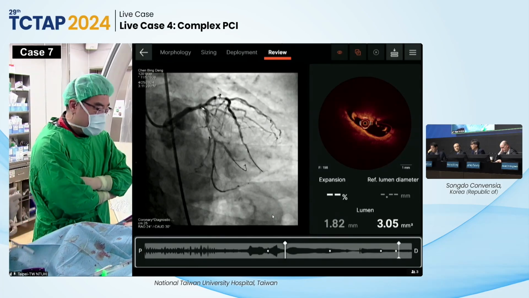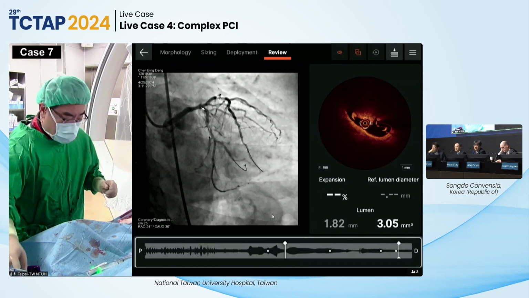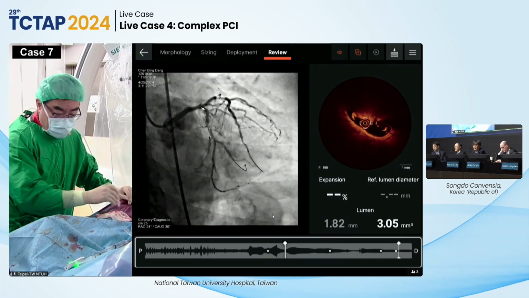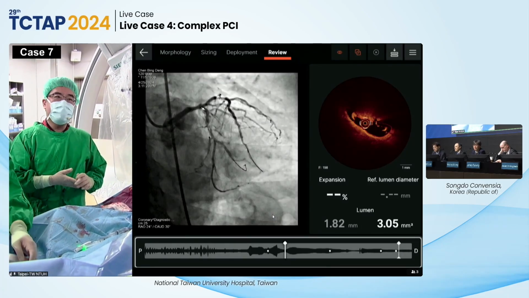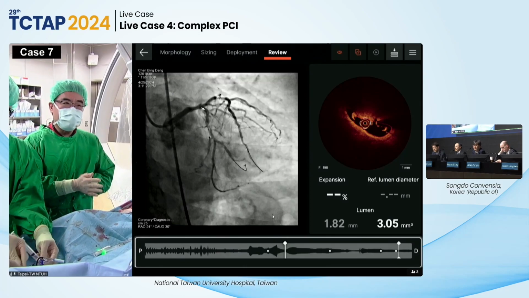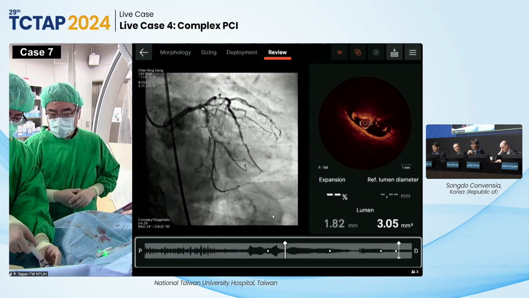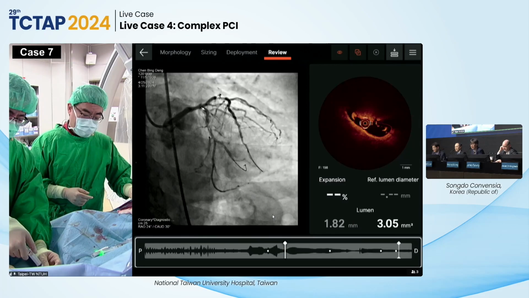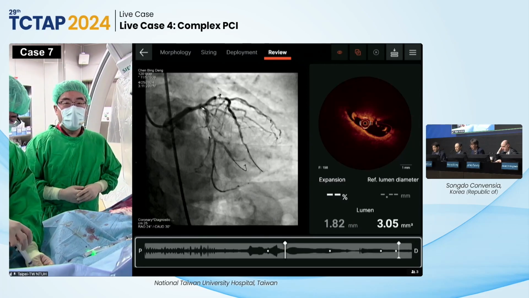Okay. Right. So thank you for your patience. And despite my hope to have 1 stent, probably we will end up with 2 stents. Okay, let's move to the other lab.